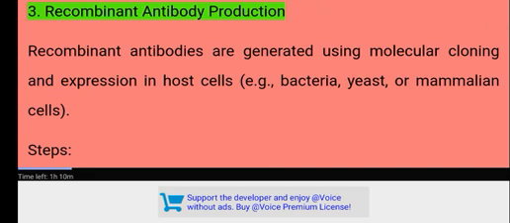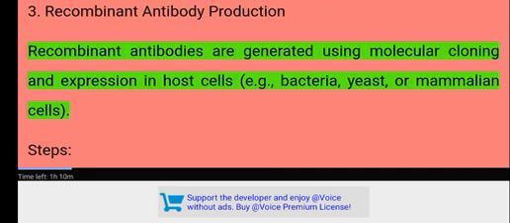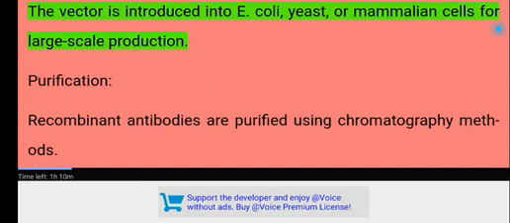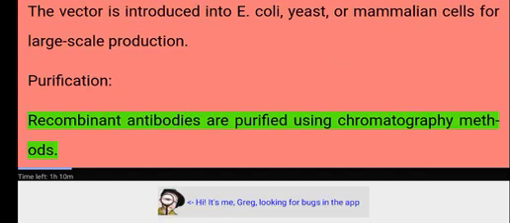3. Recombinant antibody production. Recombinant antibodies are generated using molecular cloning and expression in host cells, e.g., bacteria, yeast, or mammalian cells. Steps. Antibody gene cloning. Antibody genes, variable regions of heavy and light chains, are cloned into an expression vector. Expression in host cells. The vector is introduced into E. coli, yeast, or mammalian cells for large-scale production. Purification. Recombinant antibodies are purified using chromatography methods.